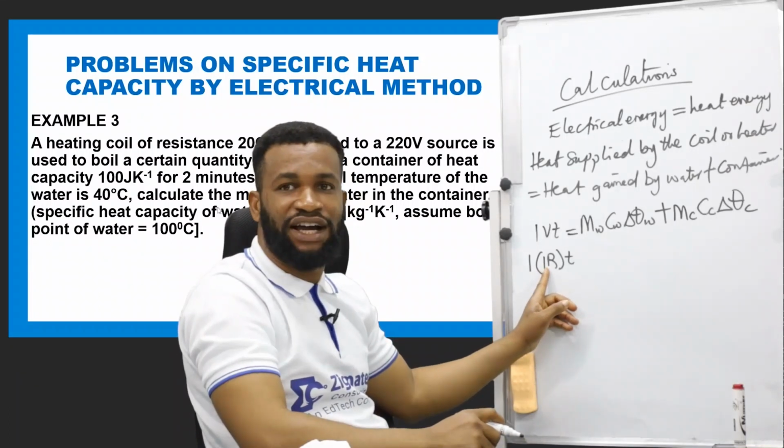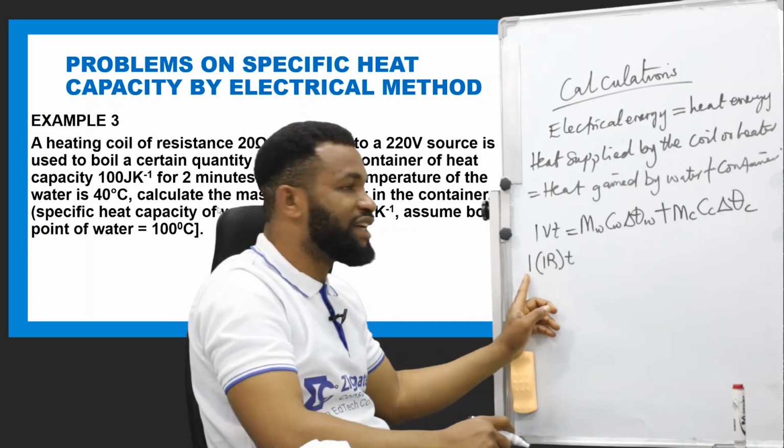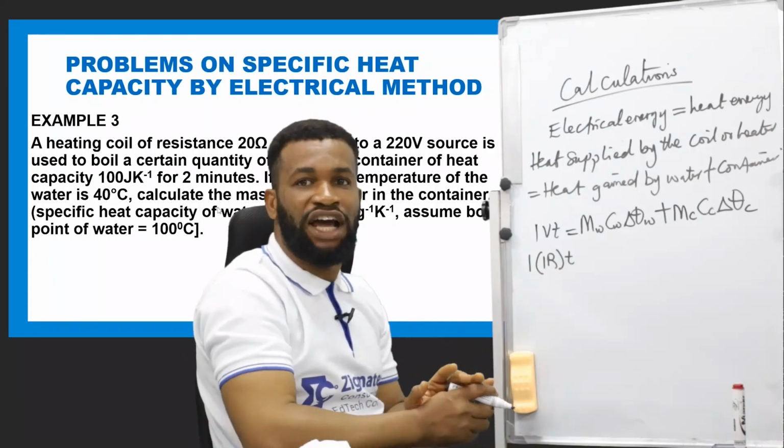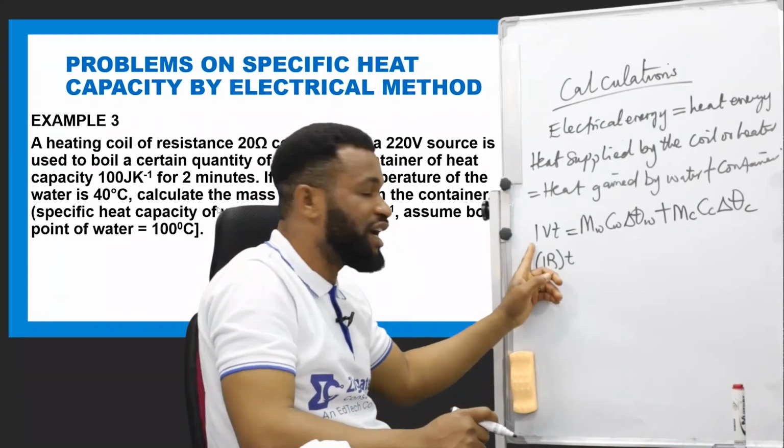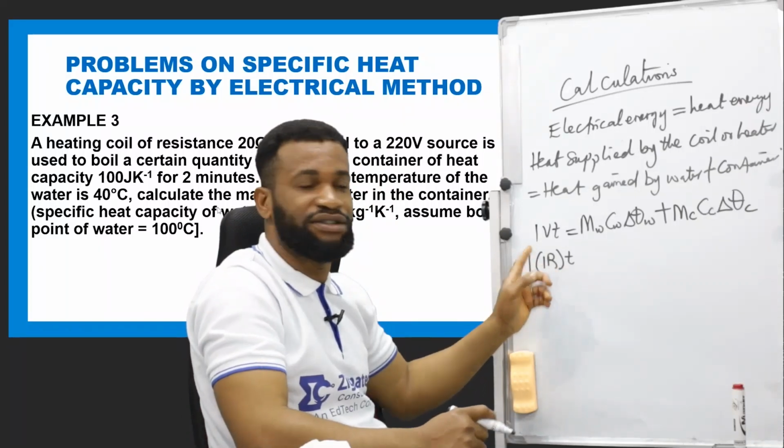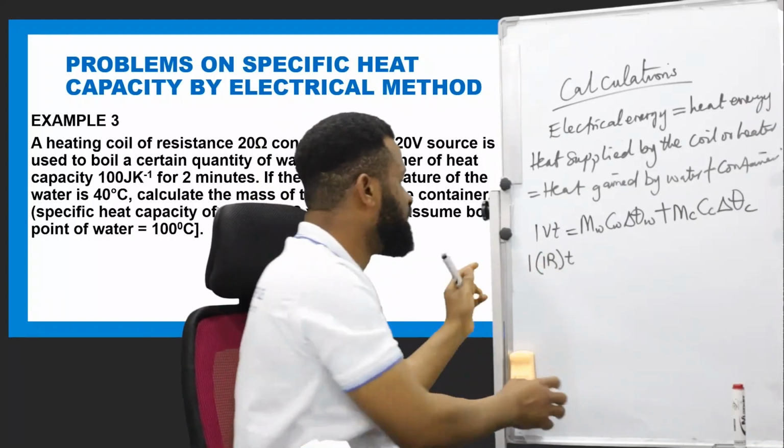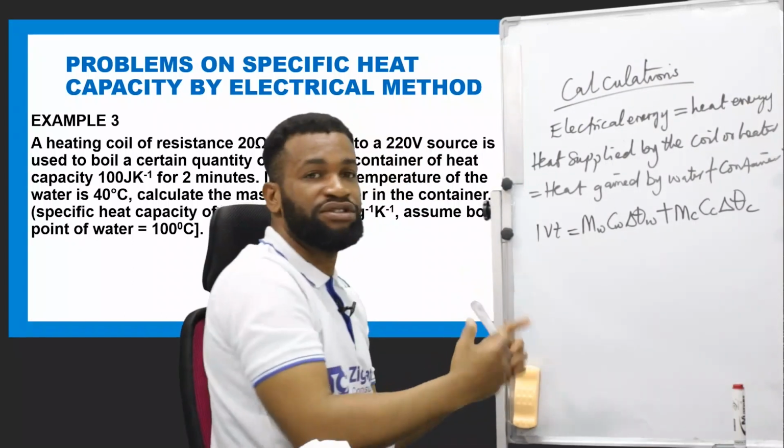What is IR? IR is the voltage, and then the I is the current. All I have to do now is make sure that I remove this I, because there is no current there. So let's play with it. Let's do a little derivative.